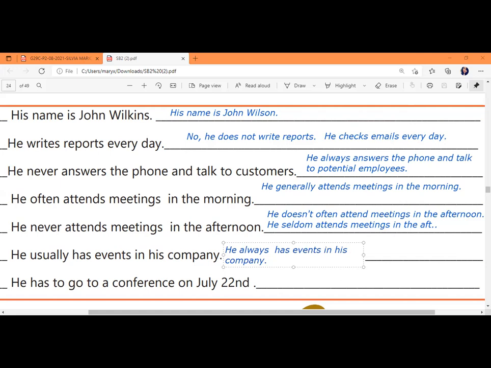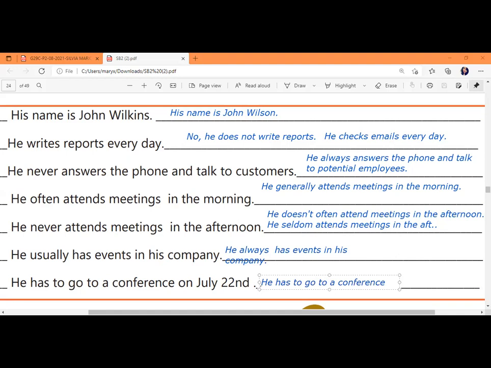Perfect. And now the last one, Anna. What do you have, Anna? I have, estoy cambiando entre la pantalla y el libro, permítame. Okay. Yes, he has to go to a conference. Okay. No le escucho muy bien. Creo que dijo he has to go to a conference. Okay. He has to go to a conference.